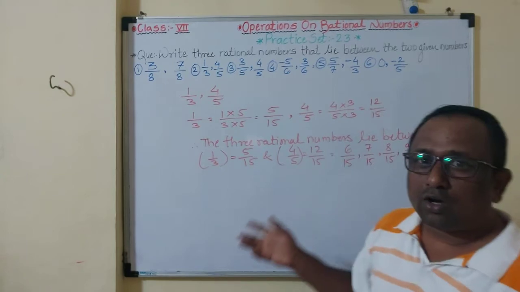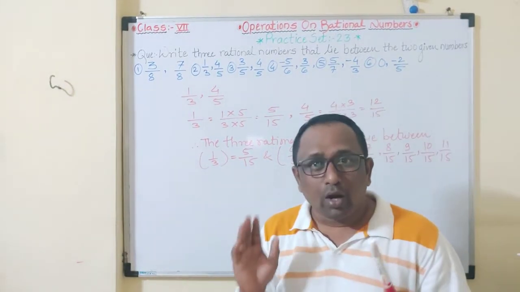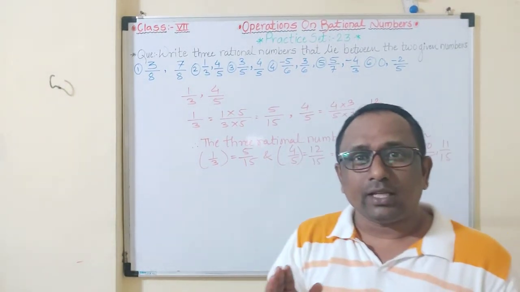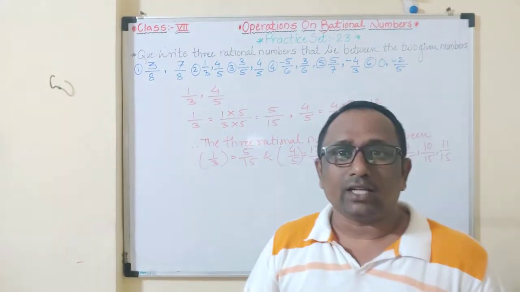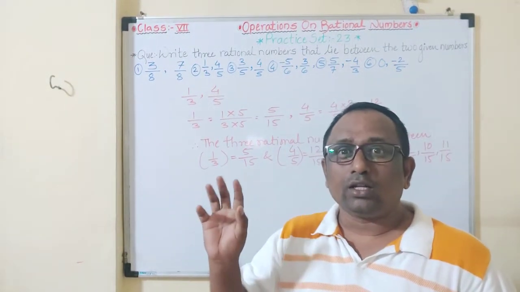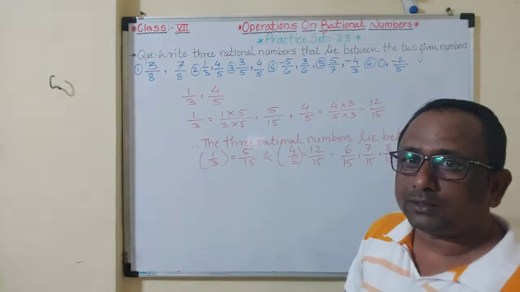Without taking this we cannot write the 3 rational numbers. So we have to make the denominator same. Then we got the equivalent fractions of the given rational numbers, or we got the equivalent rational numbers.